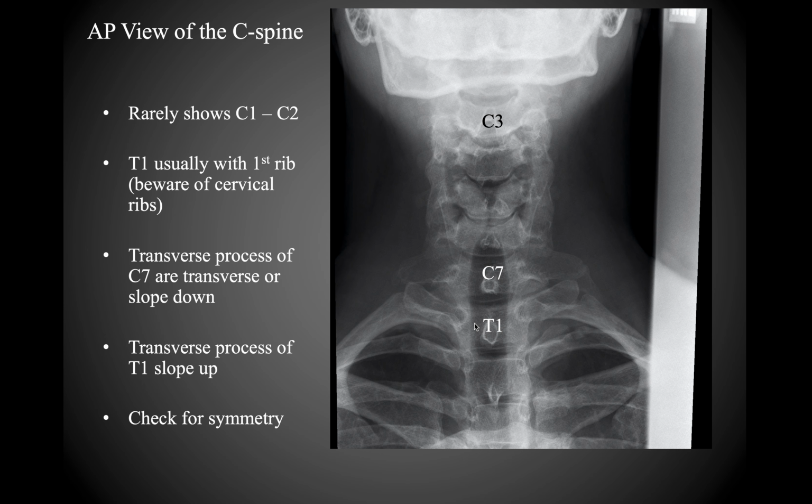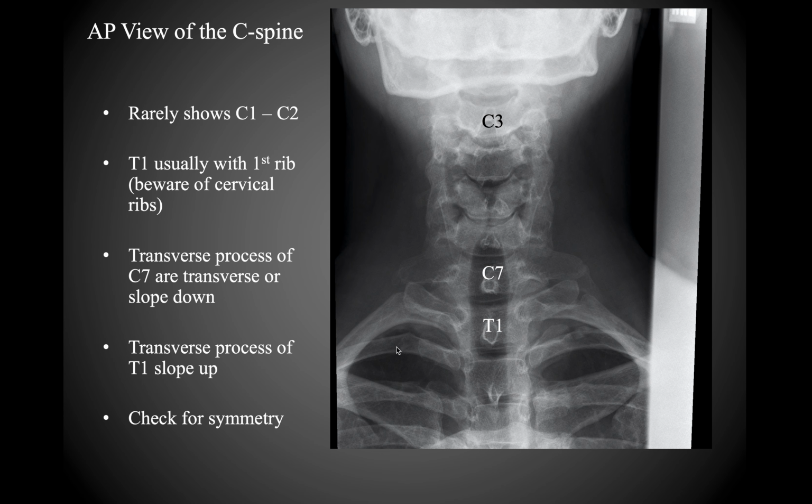In this view, you should also usually see T1 with the first rib, so you want to be aware of cervical ribs, so it's really easy to miss those. We'll talk about that here momentarily. The transverse process of C7 is usually either transverse, so directly moving left to right or right to left, or sloping down slightly. Whereas the transverse process of T1 typically slants upwards.